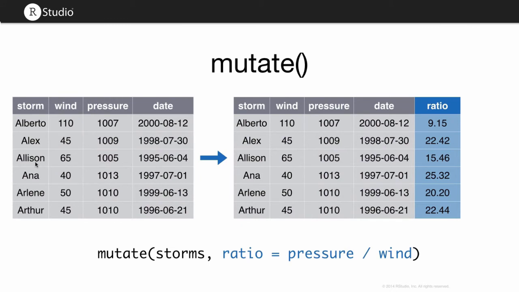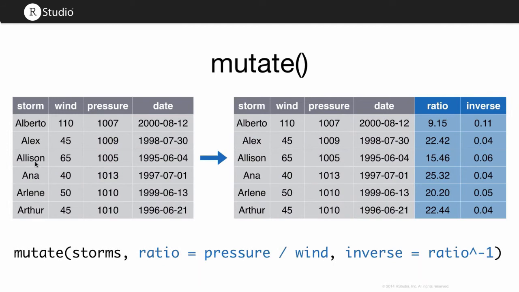You run mutate on the data frame you want to add to or change, and then you give it the name of the new column you want to make, and you set that equal to some expression that will make the values of the new column. You can make more than one column at the same time, and you could even use a column to make a new column in the same command. Just make sure that the first column appears before the columns that rely on it. So here, inverse relies on ratio, and since ratio appears first, inverse will be able to find ratio and use it to calculate inverse.